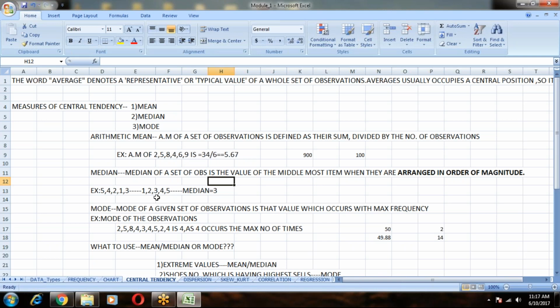Now, for the same set of observations, suppose this set of observations, 2, 5, 8, 4, 6, 9. For this set of observations, you are calculating the arithmetic mean, and you are also calculating the median as well. Okay? For the same set of observations.